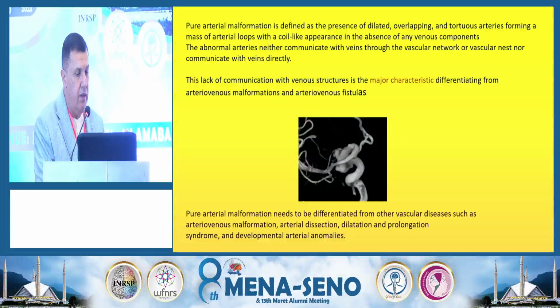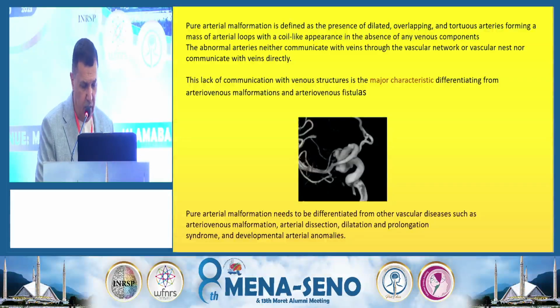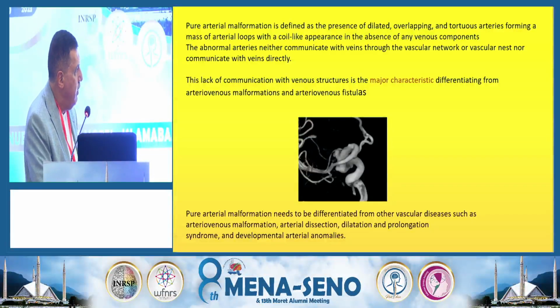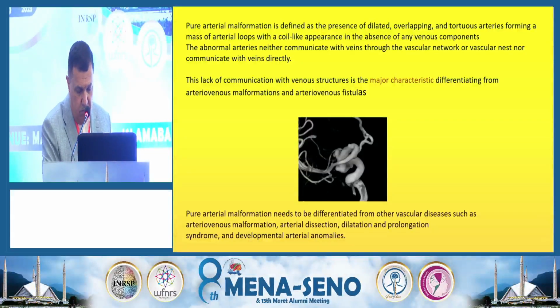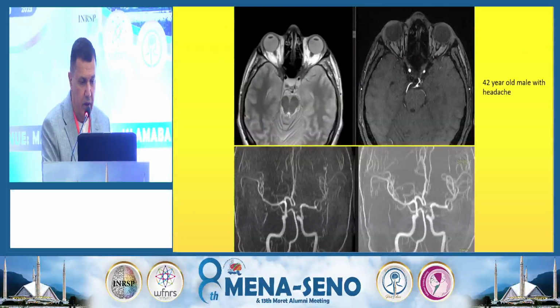Well, it is just the presence of dilated, overlapped, well-demarcated arteries that form a coil shape in the absence of any connection to the veins, whether through a network or a direct fistula. So the lack of communication with the vein is the major characteristic. It's just some elongation of the vessels in a parallel way that looks like many different things, like dissection or dilatation and prolongation syndrome or developmental arteriovenous malformation.